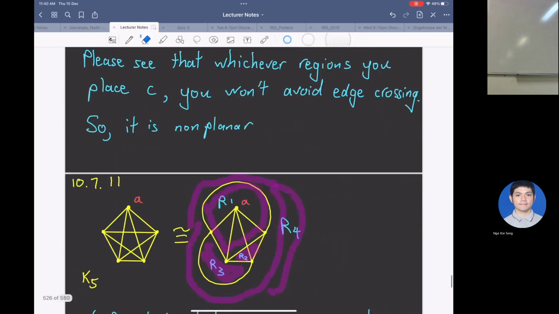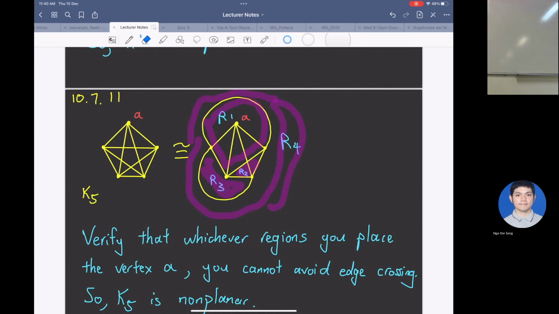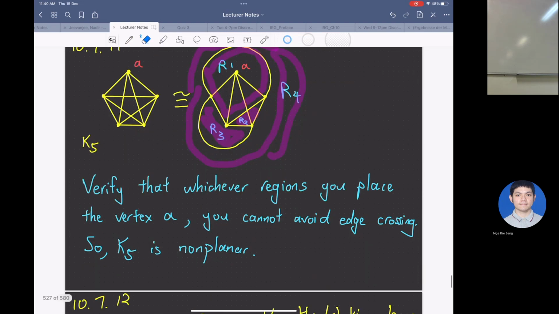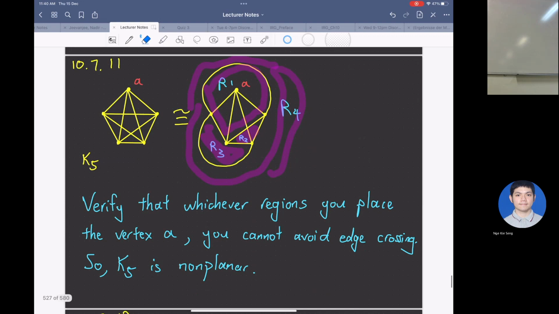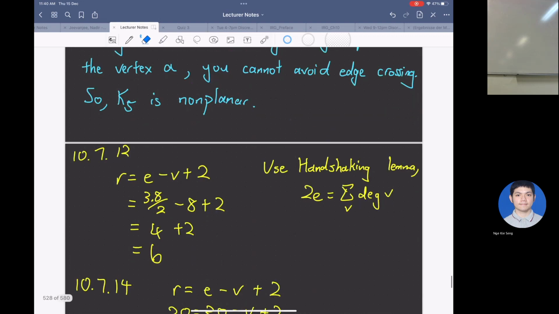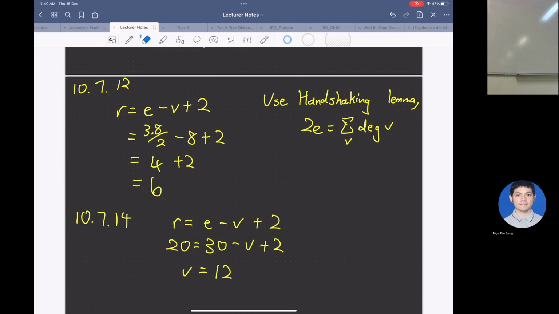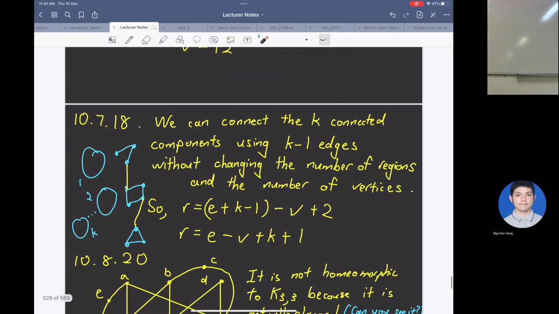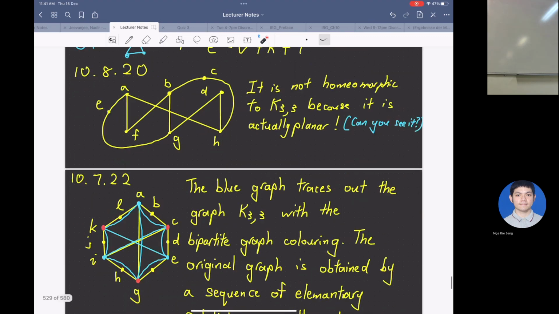So mostly these questions are about planar graphs. Questions 10, 7 and 11 show diagrammatically that K5 is non-planar, similar to showing K3,3. Questions 12 and 14 use Euler's formula. Only on 12 you need to be careful. They tell you the degree, so you need to convert to edges using the handshake formula, and you need to get the number of edges before you can compute.